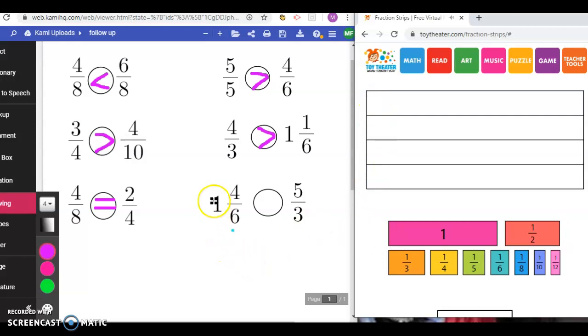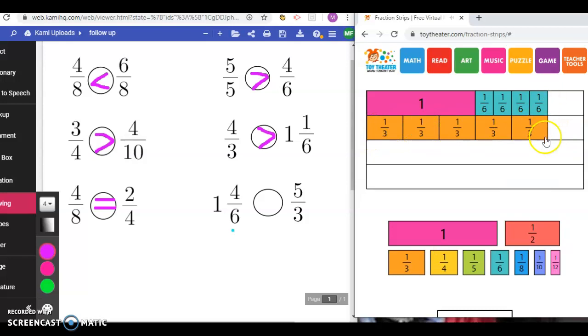Our last one, 1 and 4/6. So we're going to put a whole. We need 6. 1, 2, 3, 4, 6, and 5/3. 1, 2, 3, 4, 5. Oh, look at that. It's another one. It is even, so it is equal.